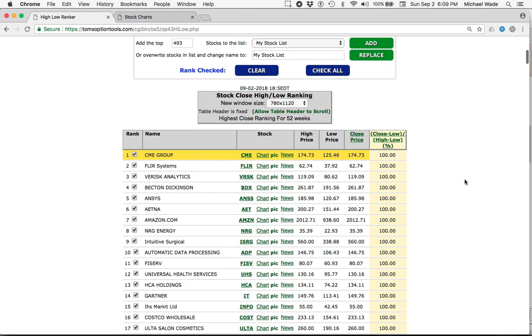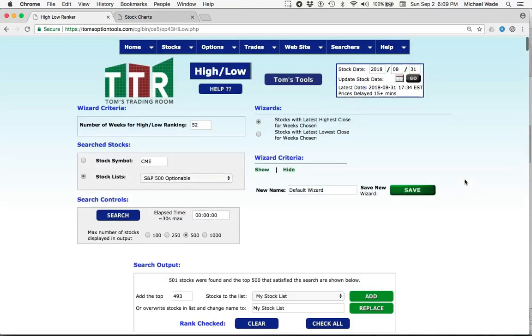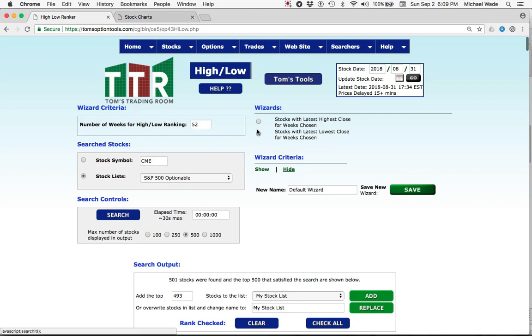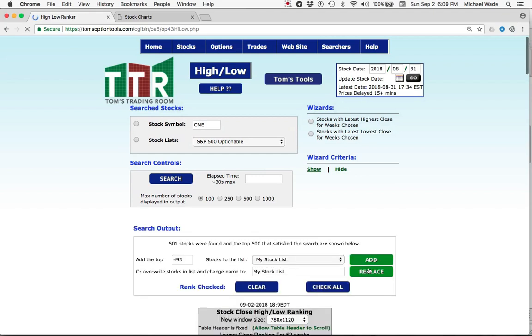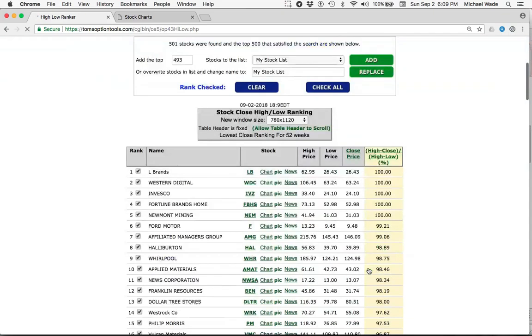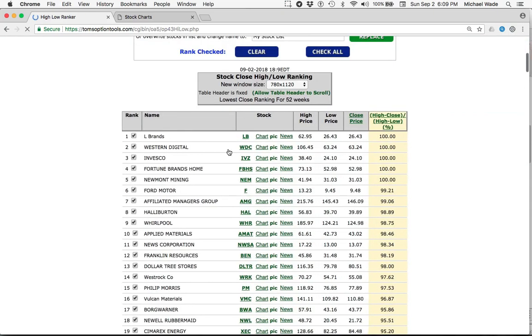Now, you can also look for stocks with the lowest close for the weeks chosen, and you simply click that button there, hit your search button, and it's going to return to you a list of stocks ranked by how low they've gone, setting annual lows, and from there you can look at bearish trades. So you can see here that these top 5 have all set a 52-week low. And these others are pretty close as well. Ford is actually in a bit of a dive at this stage.